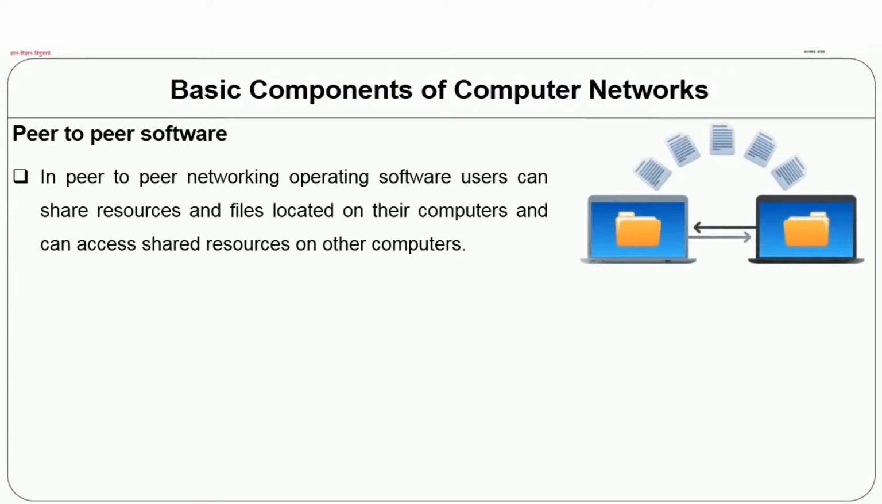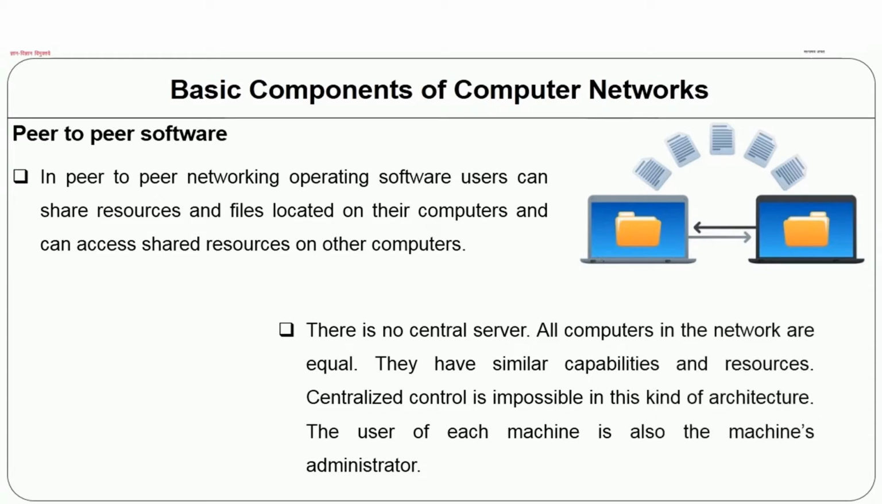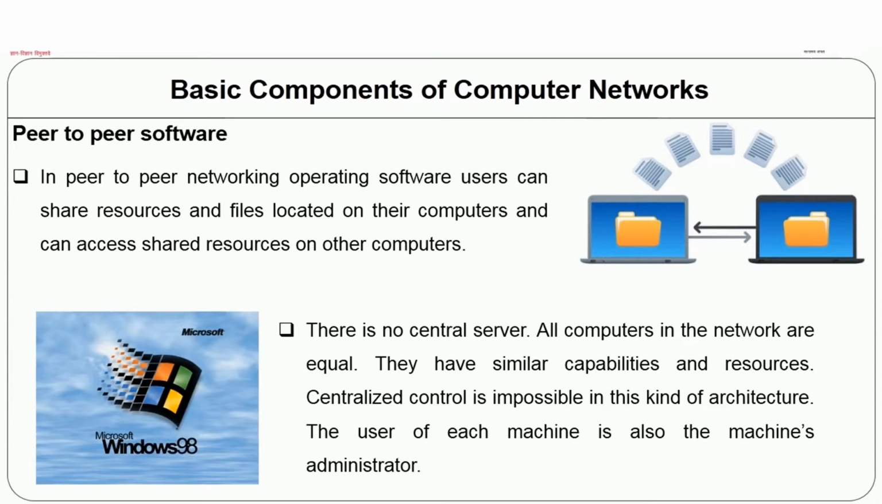In peer-to-peer networking operating software, users can share resources and files located on their computers and can access shared resources on other computers. There is no central server. All computers in the network are equal. They have similar capabilities and resources. Centralized control is impossible in this kind of architecture. The user of each machine is also the machine's administrator. An example of peer-to-peer network software is the Windows 98 environment. Workgroups are used for this type of organization.